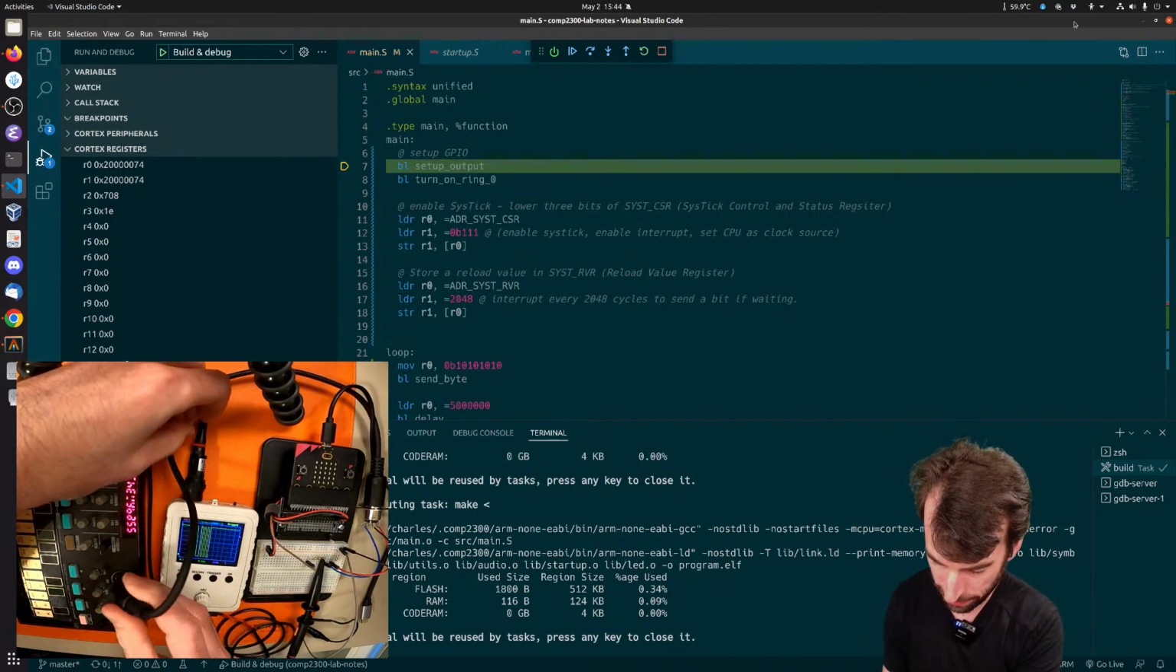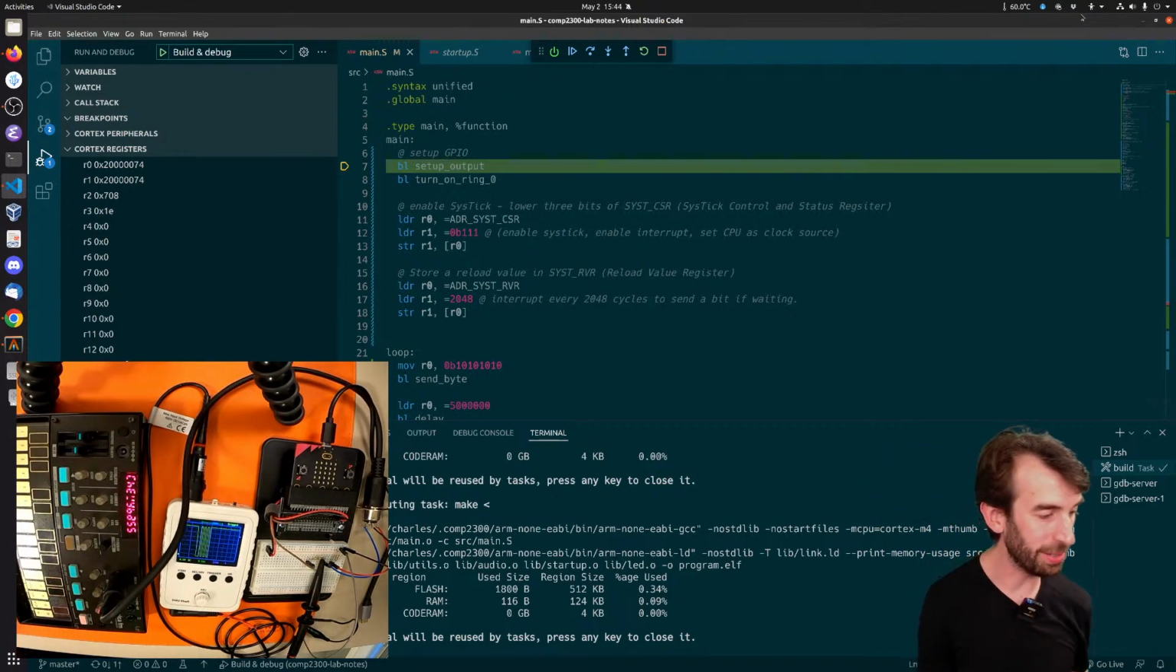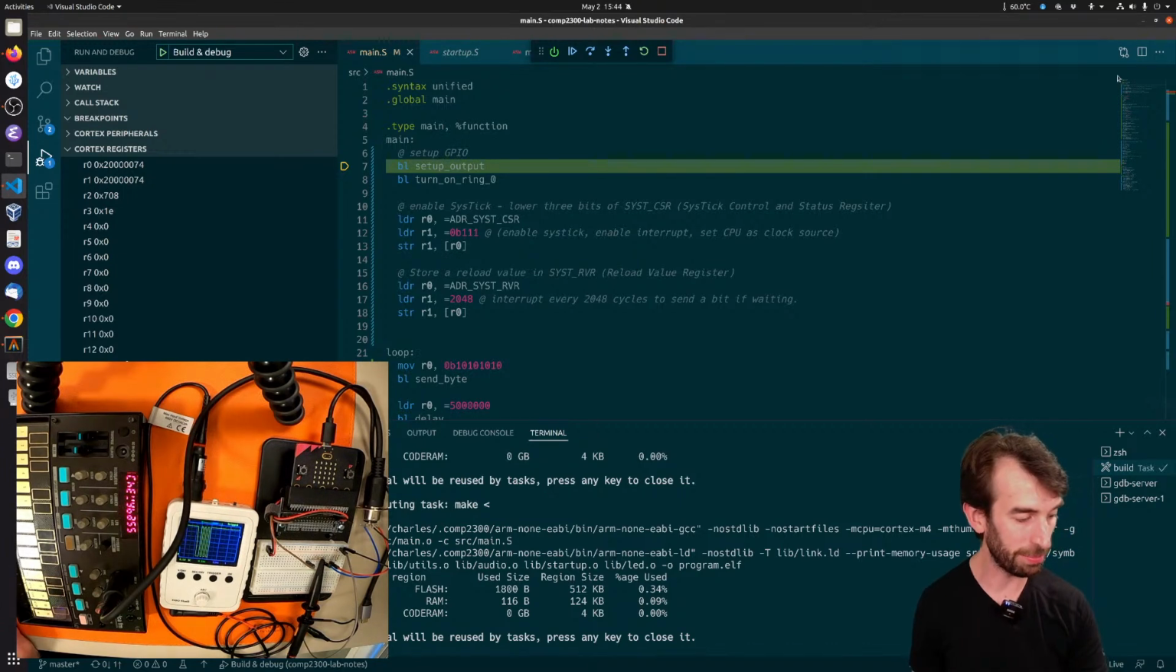This is a format called MIDI, and let's just go back to our slides, because I've got a slide to show you about how this works.